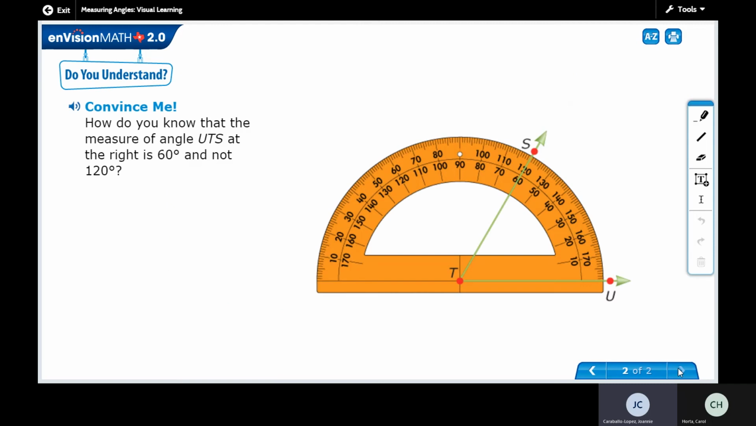All right, so let's look at this really quickly. How do you know that the measure of angle UTS at the right is 60 degrees and not 120 degrees? Look at your paper on the bottom and then write something down. Count it out and see. So how do you know it's 60 and not 120? Talk to your people at your table.